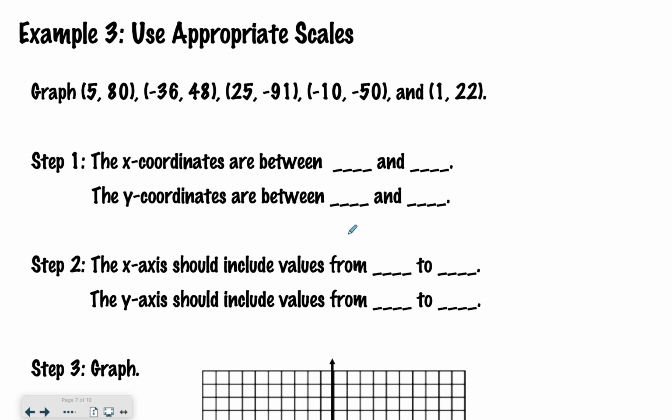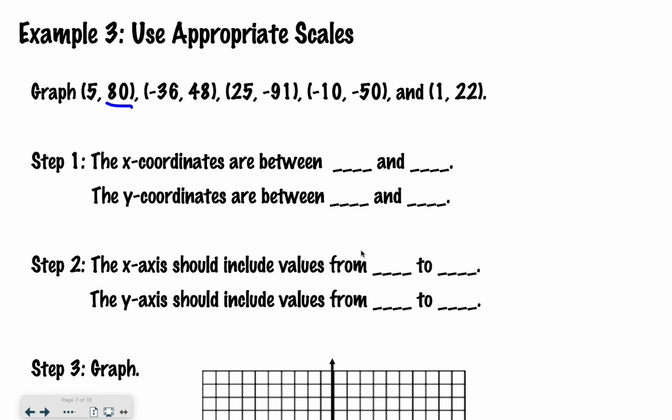All right, now let's talk about using appropriate scale. An appropriate scale is like when I give you ordered pairs that are really big numbers and you don't actually want to count up 80 units, right? So maybe you go by tens and you just count up 8 units then. So that's what this whole example is about, how you can make graphing easier by changing the scale.